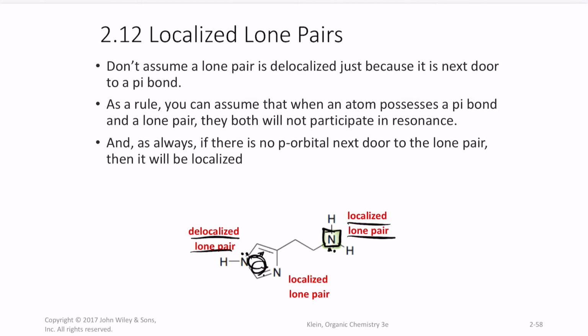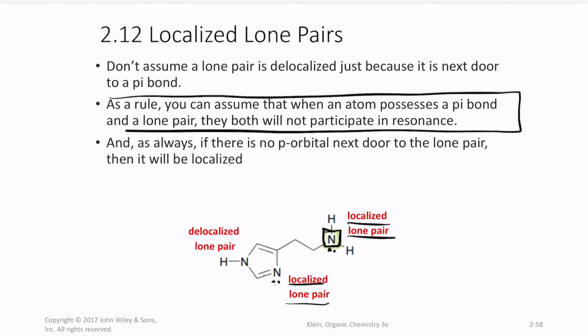But let's come back to the last one, which is this lone pair on the nitrogen. The nitrogen here has a lone pair and also has a double bond, which means that it's going to be a localized lone pair. So when a compound has a pi bond and a lone pair, it will not participate in resonance. That's the only exception for a structure that has an adjacent double bond but by itself also has a double bond. This is an example of a lone pair.